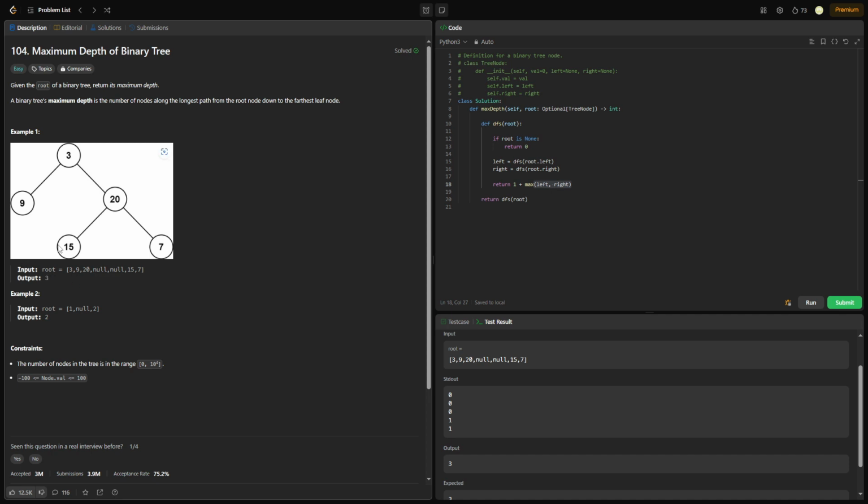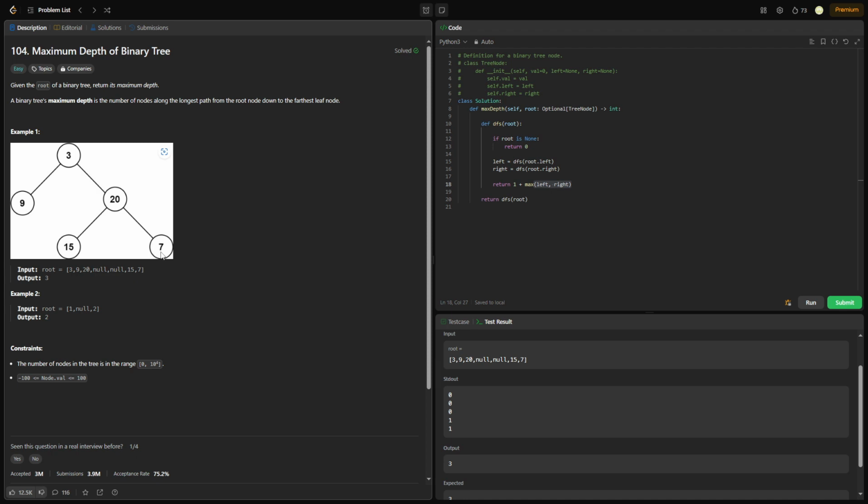Well, at this 15, the left and the right subtree is 0, right? Because it has no child nodes. So we're basically going to do 1 plus 0. So when we're at this 20, the left subtree height so far is 1. Now we're at this 20, we're going to go to the 7. Again, 7 also has no child nodes.